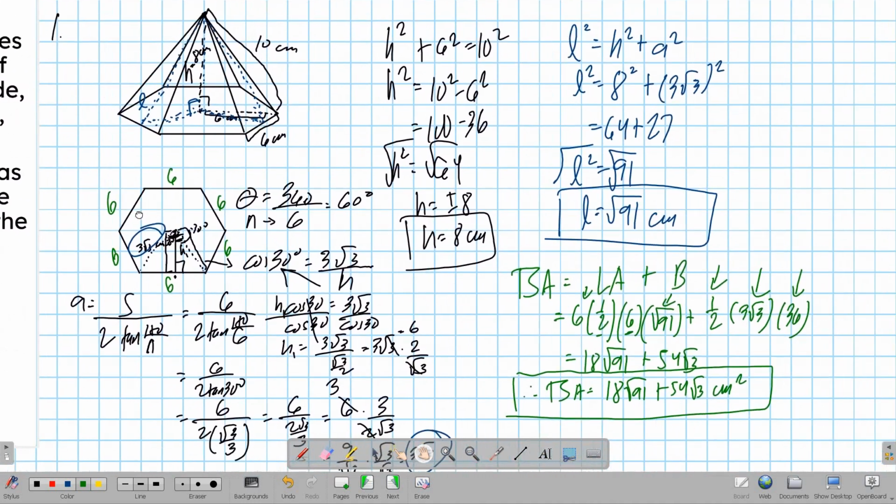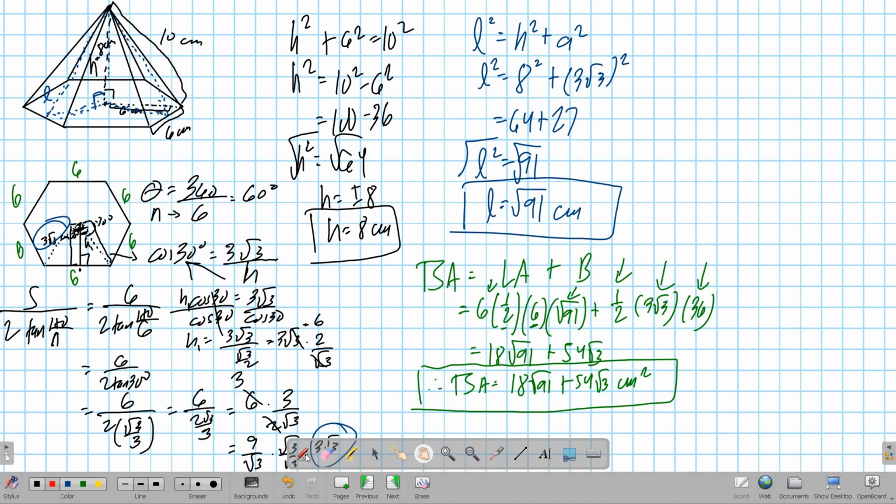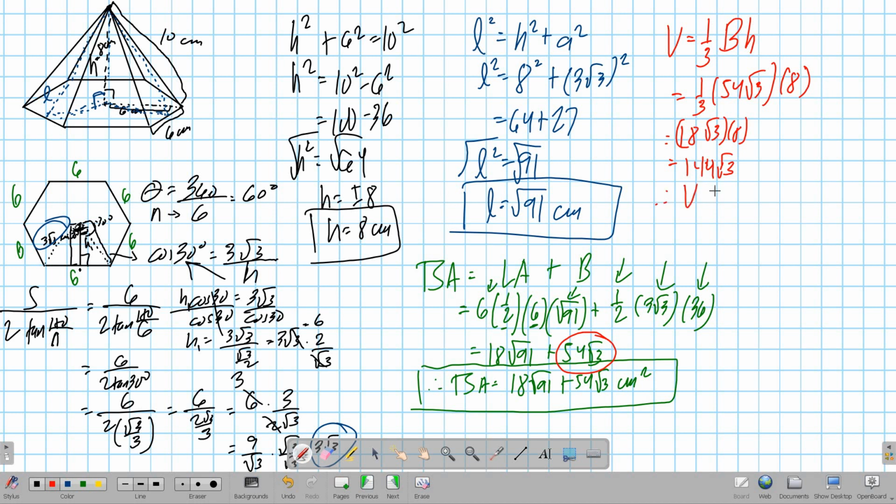Finally, we go to the volume of the pyramid. The volume of the pyramid is equal to 1/3 the area of the base times height. We already got the area of the base, which is 54 square root of 3. So we get 1/3 times 54 square root of 3 times the height of 8 centimeters. Multiplying this, 54 times 1/3 is actually 18. It's 18 square root of 3 times 8. So 8 times 18 will give us 144 square root of 3. Therefore, the volume is 144 square root of 3 cubic centimeters.